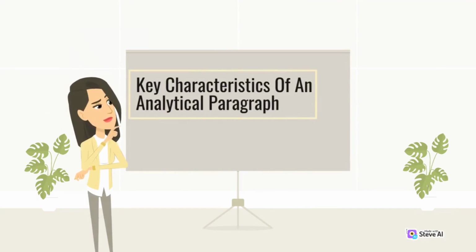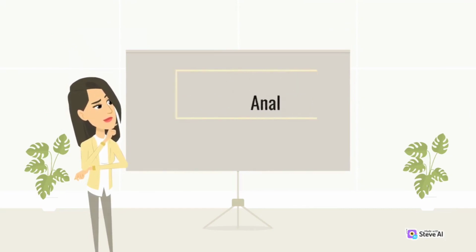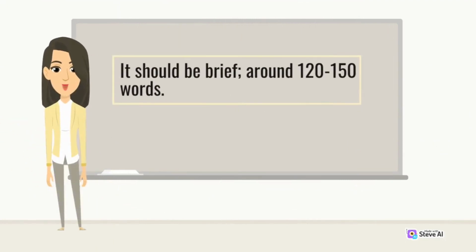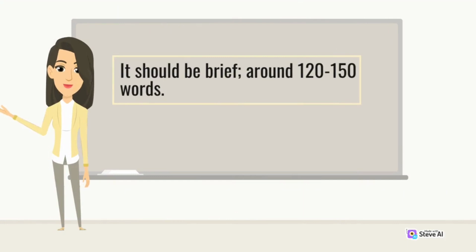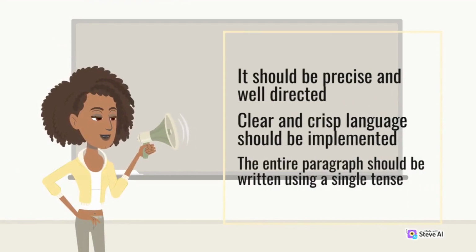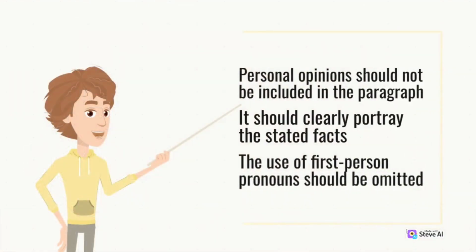Key characteristics of an analytical paragraph. It should be brief, around 120 to 150 words. It should be precise and well directed. Clear and crisp language should be implemented. The entire paragraph should be written using a single tense. Personal opinions should not be included in the paragraph. It should clearly portray the stated facts. The use of first-person pronouns should be omitted.